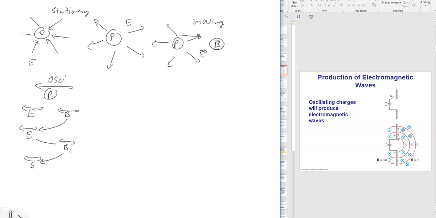That means this wave has propagated, right? Something has moved through the space, and we call it an electromagnetic wave or electromagnetic radiation.